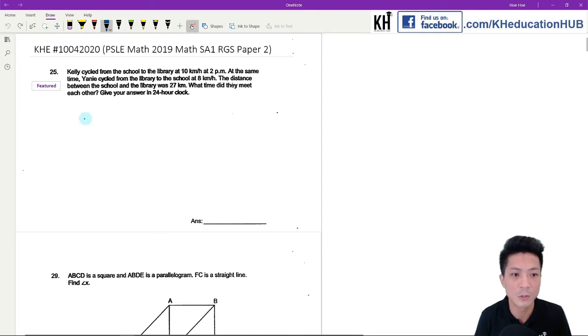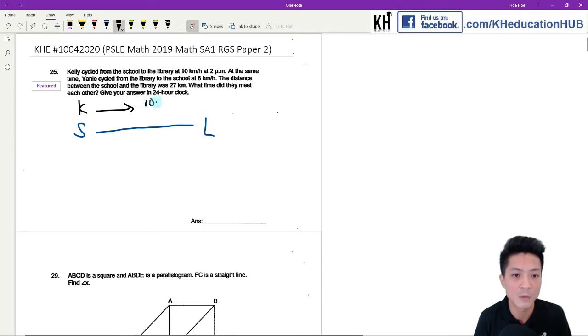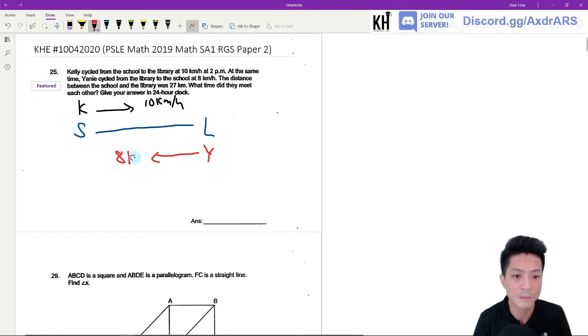So in this case, it is two objects moving towards each other. Let's draw a simple model from the school to the library. Kelly is traveling in this direction at 10 km per hour, and Yanni is cycling from the library to the school at 8 km per hour. The next thing that we know is the distance between the school and the library is 27 km.